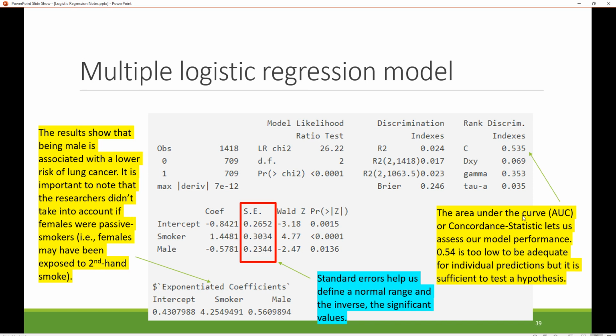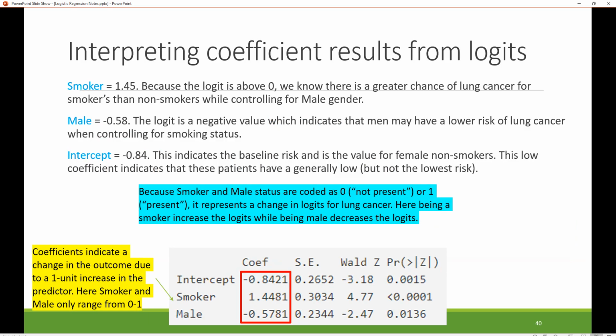On the right side, we can see the area under the curve, or concordance statistic, which lets us assess our model performance. The 0.54, which we see on the top right, is too low to be adequate for individual predictions, but it is sufficient to test a hypothesis, such as, is there a link between smoking and lung cancer? We'll cover more of that later.